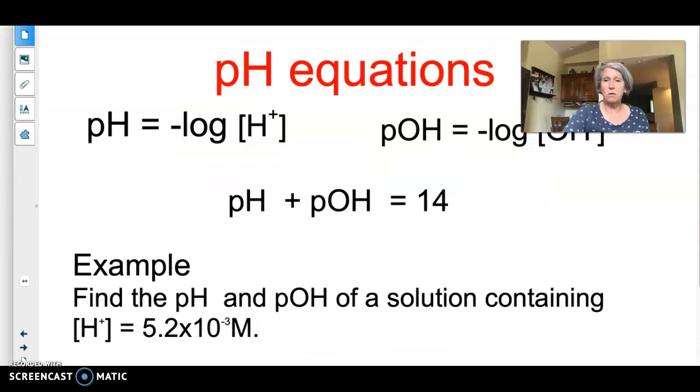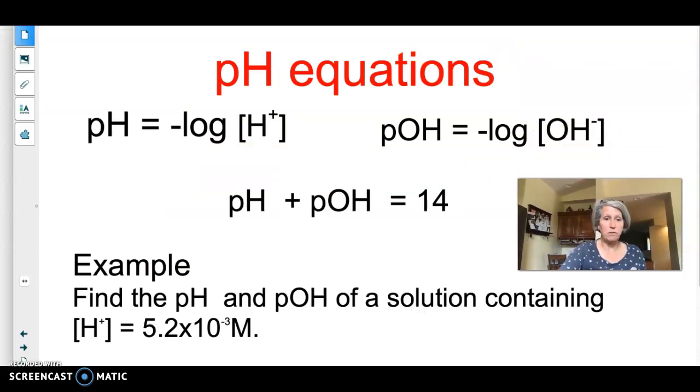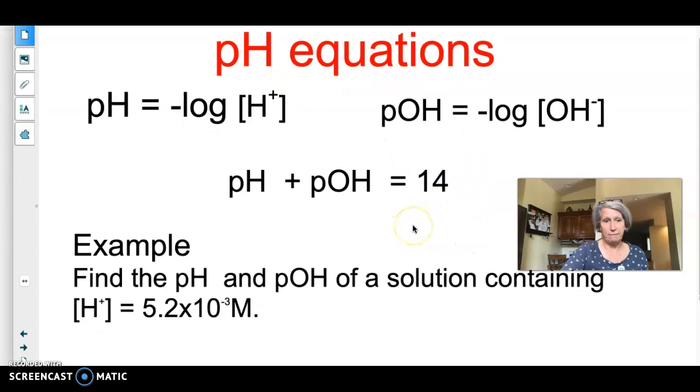There are some pH equations that are important to know. pH is equal to the negative log of the hydrogen ion concentration. We can also measure something called the pOH, which is the negative log of the hydroxide ion concentration. So it's kind of on the other side of that. And if we take the pH and the pOH together and add them, we end up with a value of 14.